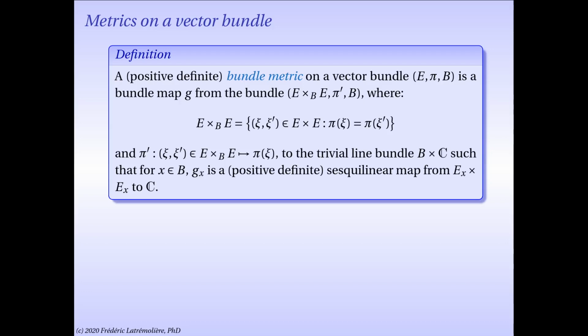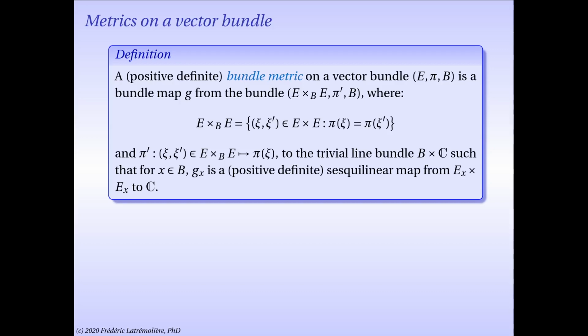For this talk, we will only use positive definite sesquilinear forms, that is, inner products, on each fiber. Formally, this idea translates to the following concept. A positive definite bundle metric on a vector bundle (E, pi, B) over a compact Hausdorff space B is a bundle map G from the product bundle E times B over B to the trivial line bundle B times C, such that for each point x in B, the map G, restricted to the fiber E_x times E_x, is an inner product.